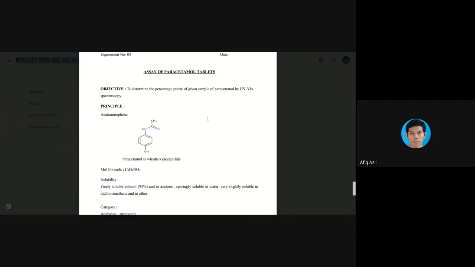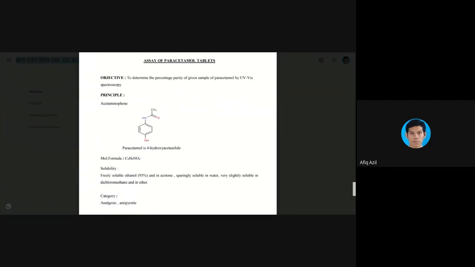So for this experiment, you should be dealing with paracetamol tablets. I think you are all very familiar with paracetamol tablets. There are many brands like Panadol, Eufamol, okay, and from local companies as well, like CCM and Pharmaniaga. They also have their own brands of paracetamol tablets.